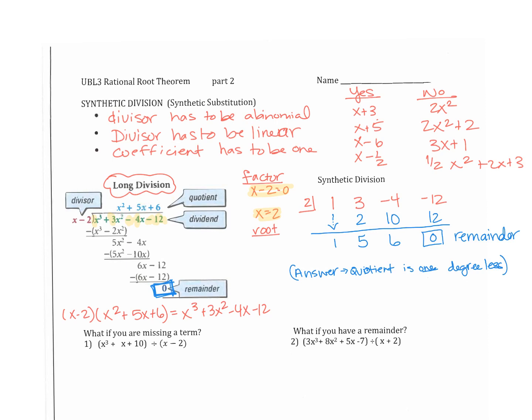So my original polynomial was an x cubed, so my answer will be an x squared, and these numbers are my coefficients. Let's start off with the 1. That gives me 1x squared when I go down by 1 degree, plus 5x plus 6. This is my answer, and you'll notice it's the same answer we got when we did long division.